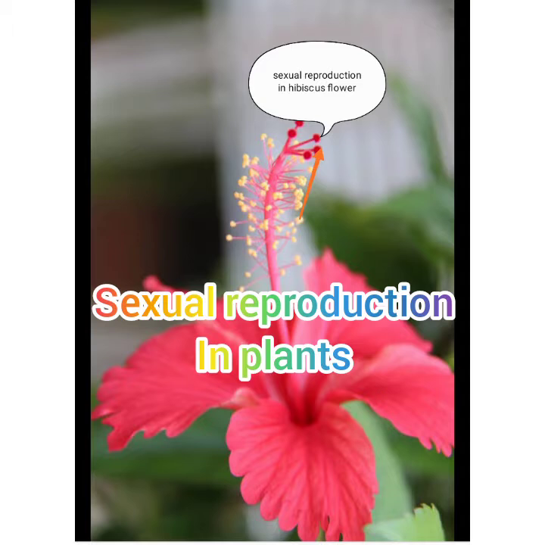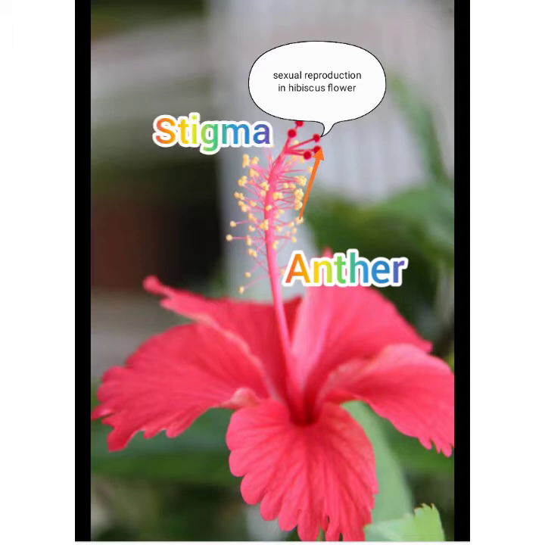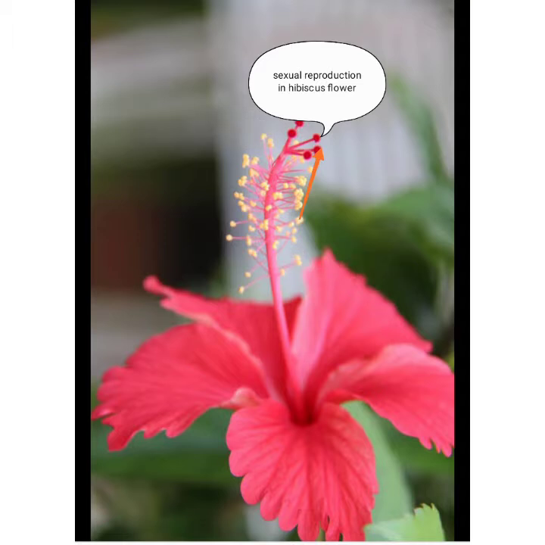Sexual reproduction takes place in the hibiscus flower, and you can see the male gametes, which are found in the anther, which contain pollen grains, are transferred from the anther to the stigma. Stigma is the female part, and then they fuse and form a new individual flower. So this is a way of sexual reproduction.